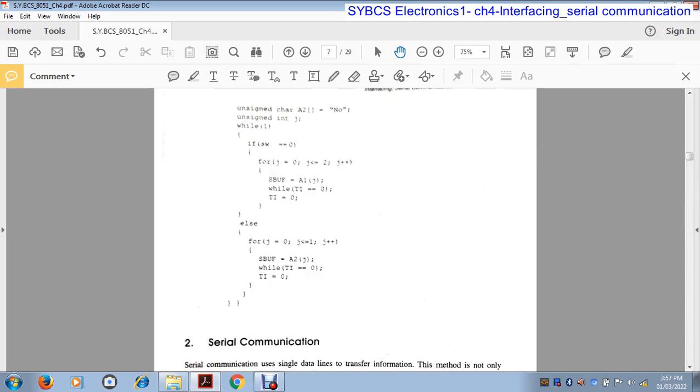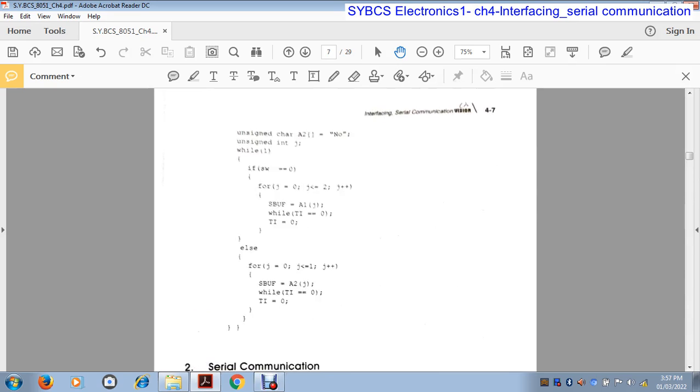Now we will stop here. In the next lecture we will see interfacing: ADC interfacing, DAC, LCD and stepper motor interfacing. Okay, now we will stop here.